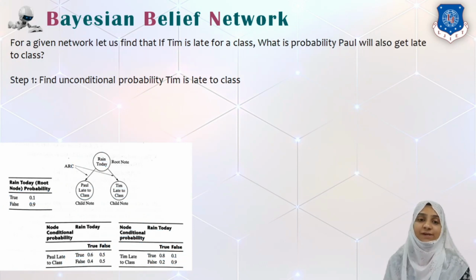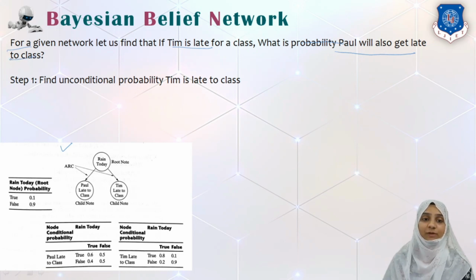Okay, so with this network, what kind of question are we going to answer? The first question that we have asked is: for the given network and its respective probability distribution, if Tim is late for class, what is the probability that Paul will also get late for class? First try to understand the question. It says that Tim is getting late for class, which means the output of this event is true. We are asked for the probability of this event to be true.